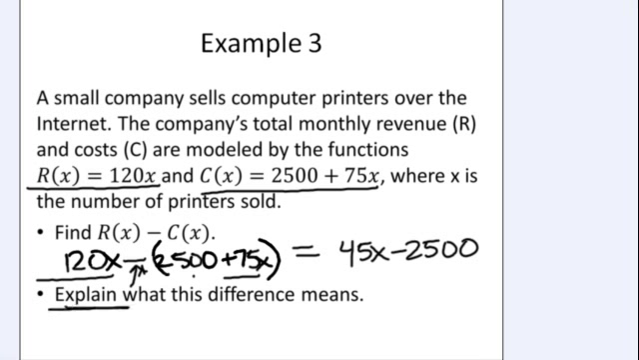Well, that would be our profit. Anytime you take the revenue minus the costs, that gives you your profit, which would be the amount that you make after the costs.